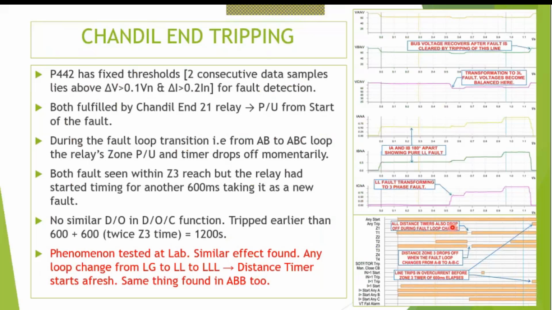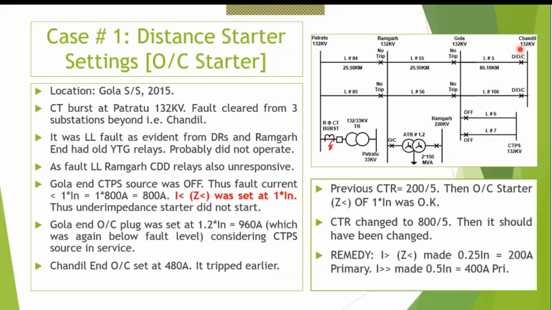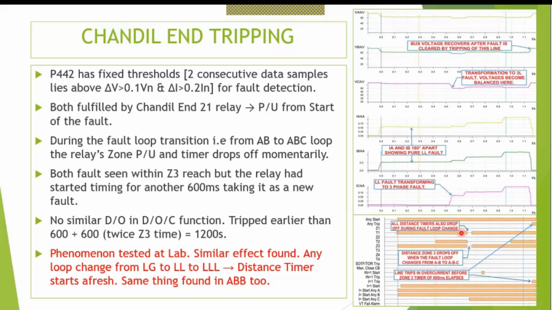All distance timers also drop off during the fault loop change. But the overcurrent I1 greater than start is continuing. That is why it is tripping in overcurrent. At 550 milliseconds almost, just before the lapse of zone 3 time, the distance zone dropped off due to a fault loop change. I am talking about this relay, this Chandiland relay, which tripped. The correct tripping occurred at this relay. But this did not trip in the distance protection. It tripped in overcurrent protection. That is the explanation I am giving over here.